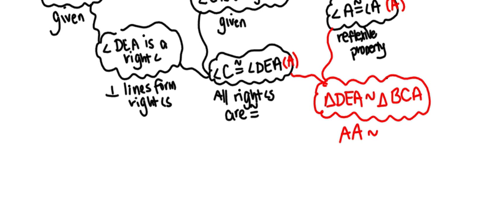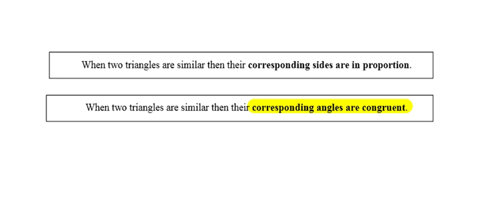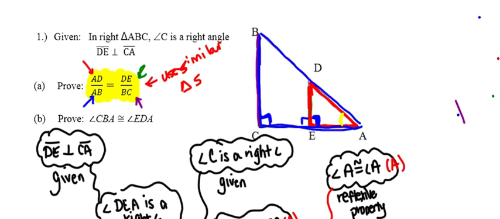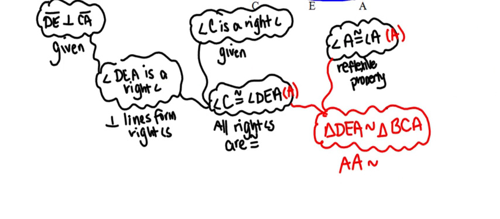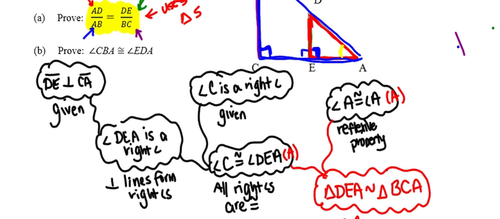All right, so now I've got those two triangles similar to each other. I'm going to backtrack a little bit and ask you to remember that when two triangles are similar to each other, their corresponding sides are in proportion. So once I have these two triangles similar, I know that all their corresponding sides are in proportion. And it just so happens that AD and AB are corresponding sides. There's AD in the small triangle. There's AB in the large triangle. And likewise, DE in the small triangle corresponds to BC in the large triangle.